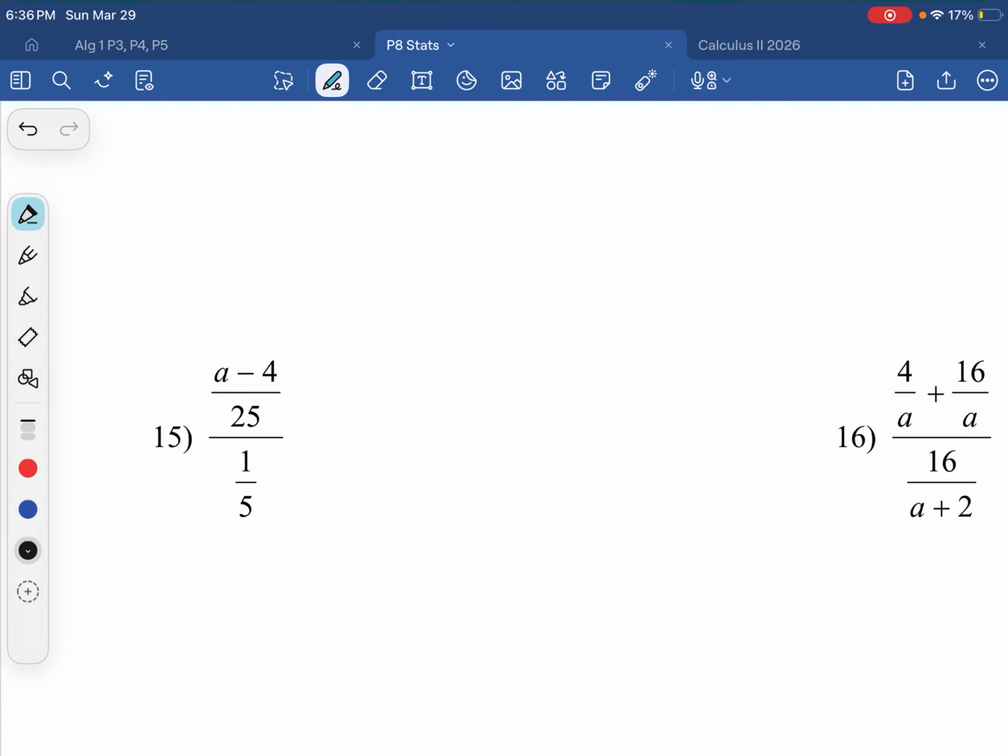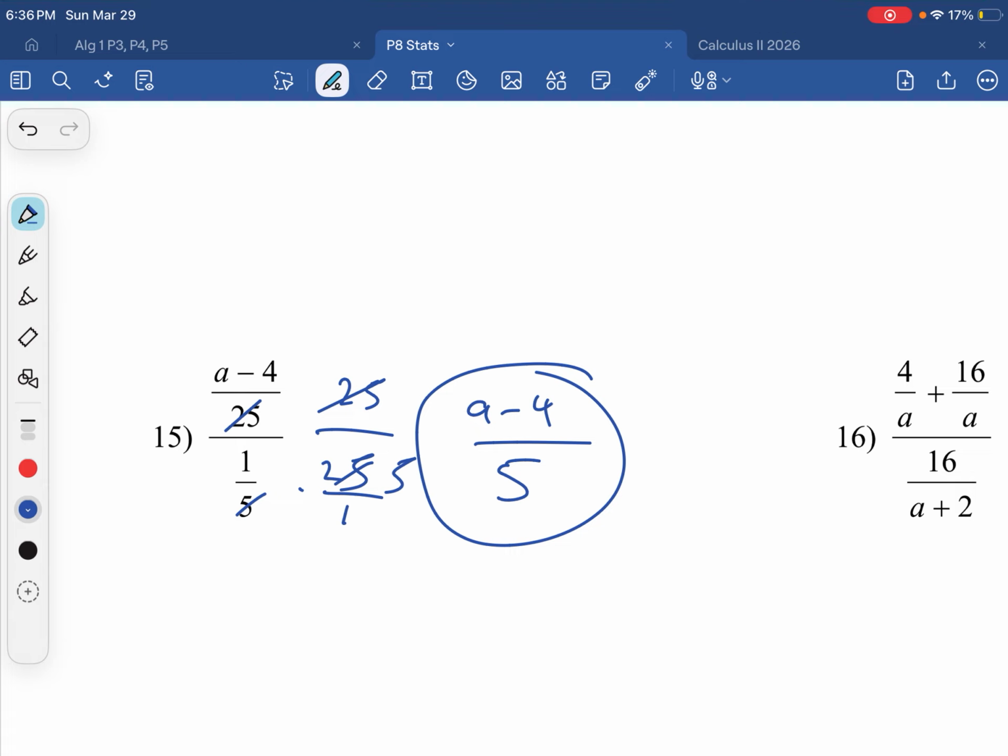In number 15, I'm going to multiply the numerator and the denominator by 25. A minus 4 divided by 25 times 25 is going to be a minus 4. 1 over 25 times 25 over 1 is going to be 5. My final answer is a minus 4 divided by 5.